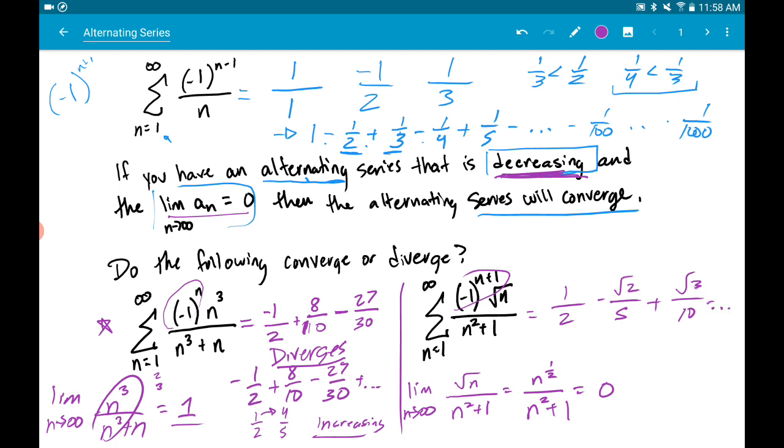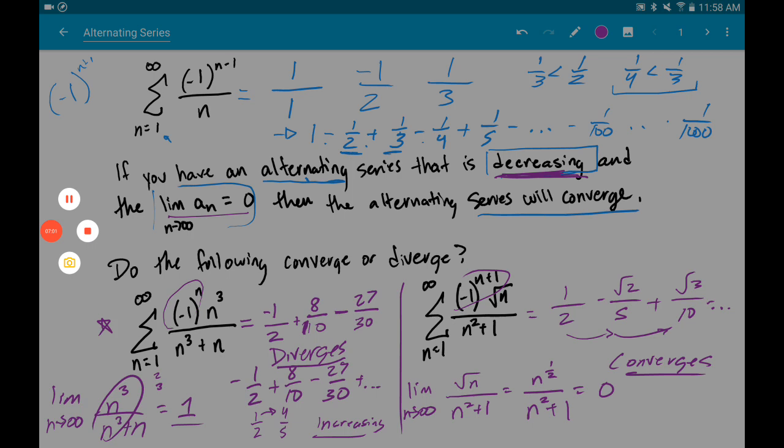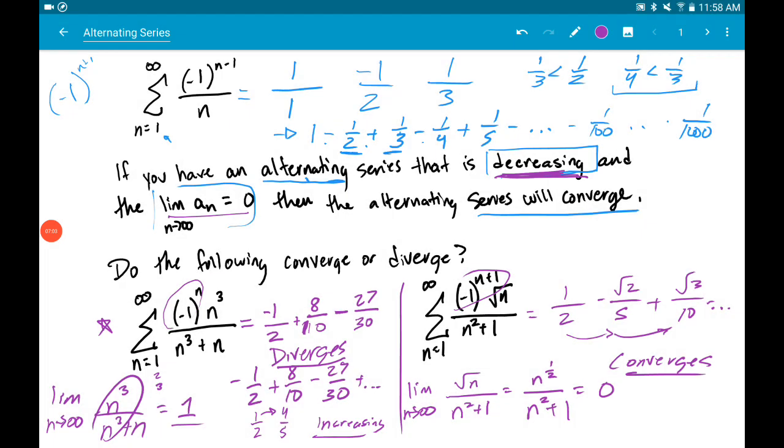And so I'm a little unsure about radicals, but if I do find the decimal approximations of these and confirm it, it is in fact decreasing from term to term. And so it is converging. That's a good sign. Okay, that's it for alternating series.